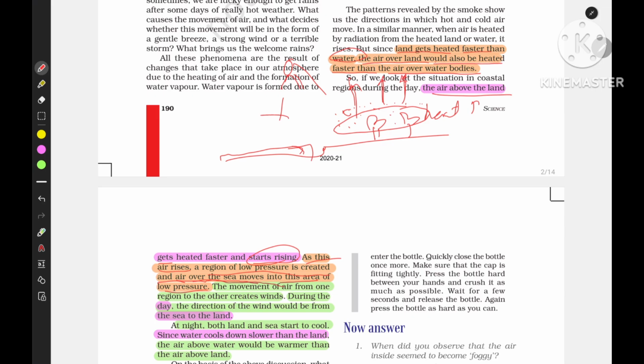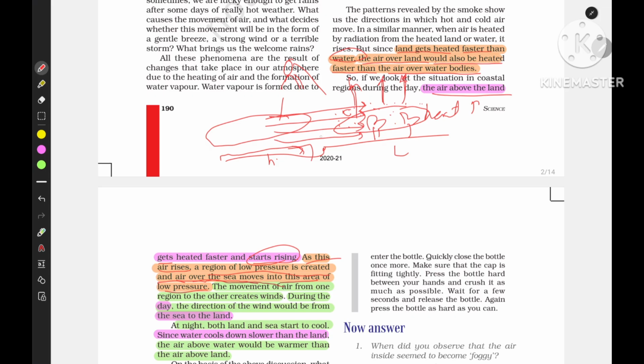And as the sea does not heat up as much as the land, it comparatively remains a high pressure area. The air always travels from the high pressure area to the low pressure area. So during the day, the air travels from the high pressure zone to the low pressure zone.